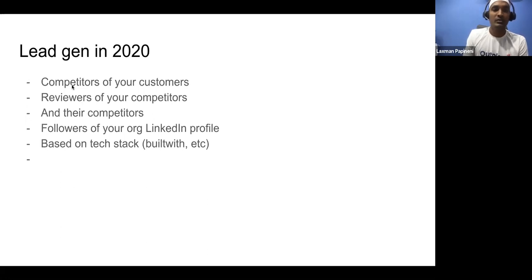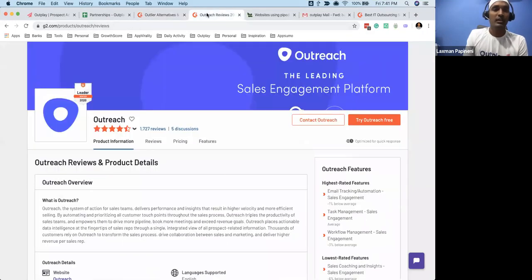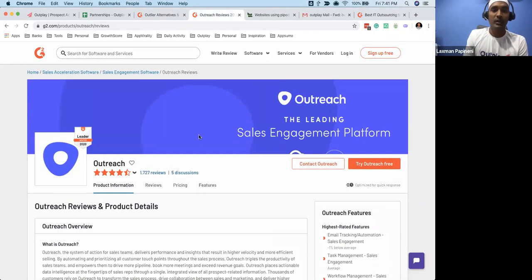And if you also go to your competitors' pages on websites like G2 Crowd and Capterra, let's say in our case, Outplay is a competitor of Outreach. If you look here, there are 1,727 reviews just on G2 Crowd, which means these many people used the product and have given reviews over the last 5 or 6 years, right?